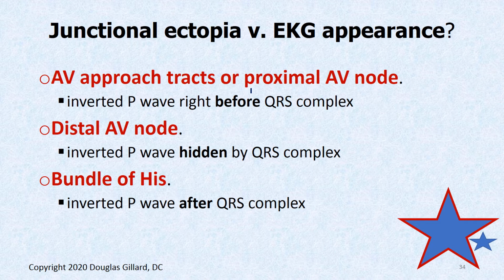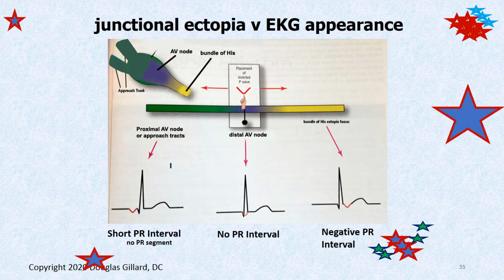Let's see, so EKG appearance. This is very important. There's a big one, remember that's worth like 20 stars when you see one that big. The AV approach track, or the proximal AV node, if the junctional ectopia occurs in this region, the wave will be inverted and right before the QRS complex. If you don't see one, that means it's occurred in the distal AV node. If you see one coming out the backside, kind of before the T wave, an inverted wave, that's a bundle of His ectopia.